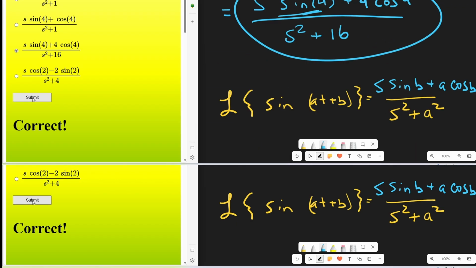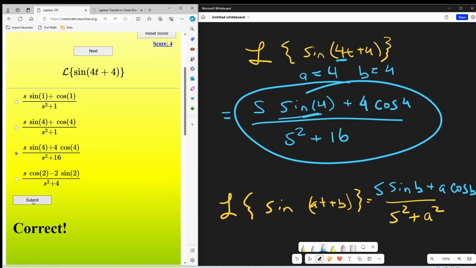And that's correct. So I think that's about enough Laplace transforms today. We'll keep going. We'll do some more Laplace transforms in the next video.